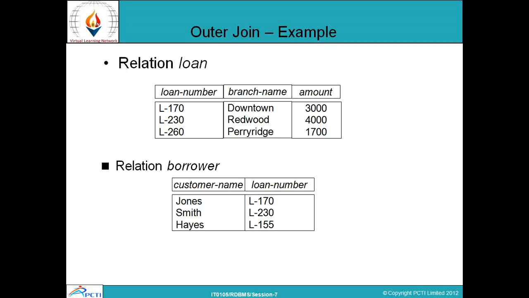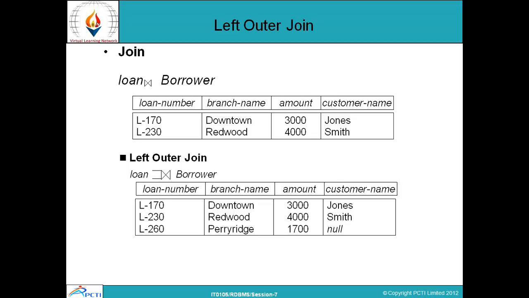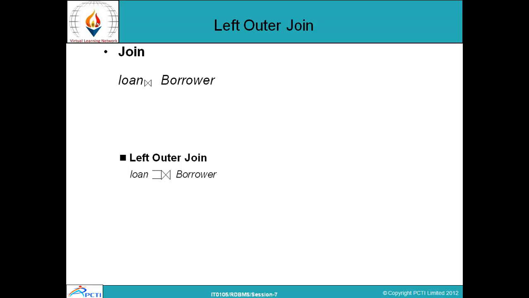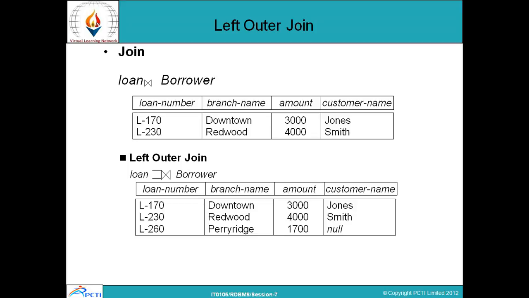This is the outer join example taken here. In this outer join, this is the loan table and this is the borrower table. In the next slide we see how the join is applied here, but let's see over these two tables from the last slide, relations loan and borrower. In the loan we take the loan number, branch name, and amount, and in the borrower we take the customer name and the loan number. Now the result of the join is here, over the loan and borrower, showing the loan number, branch name, amount, and customer name.